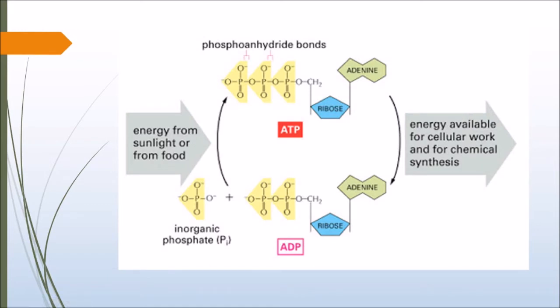ATP is phenomenal because it can be reversed. When we convert ADP into ATP, by getting energy from the food or from the sunlight, we can convert it back into ATP. It's a reversible reaction.